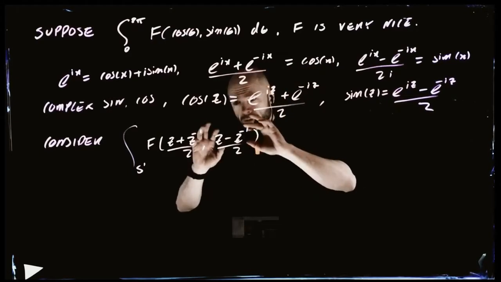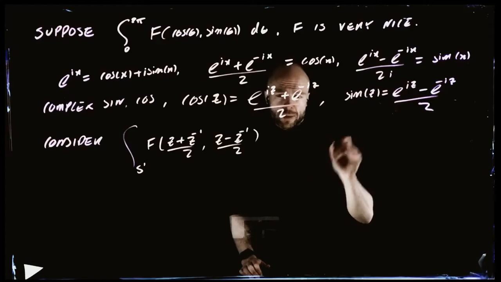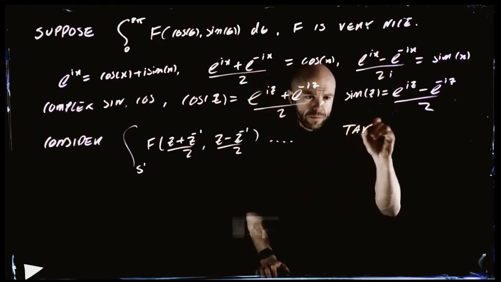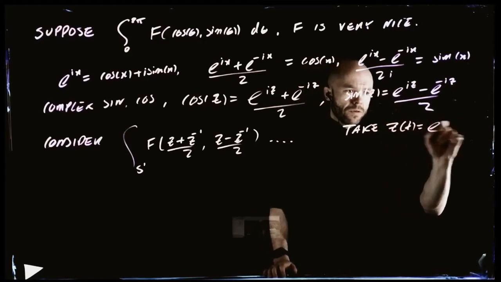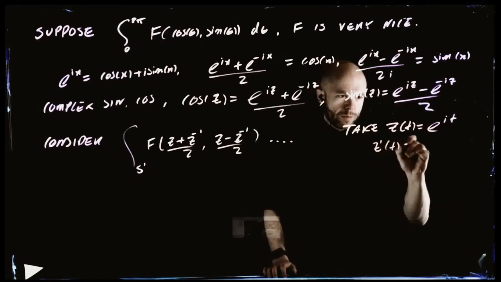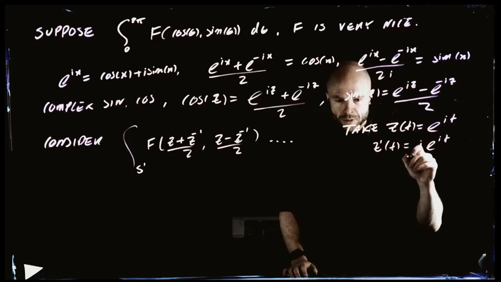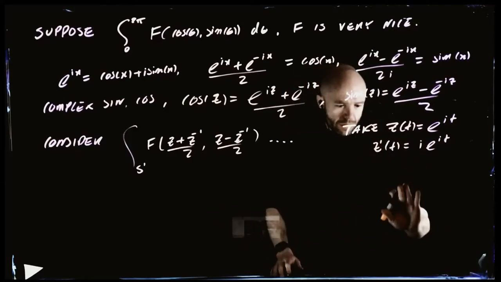See how close we get to recovering this expression from this expression. Let's see what happens. So take the parameterization; this thing we're about to work out. So take z of t, of course, equal to e to the it. So z prime of t is equal to i e to the it, like this.